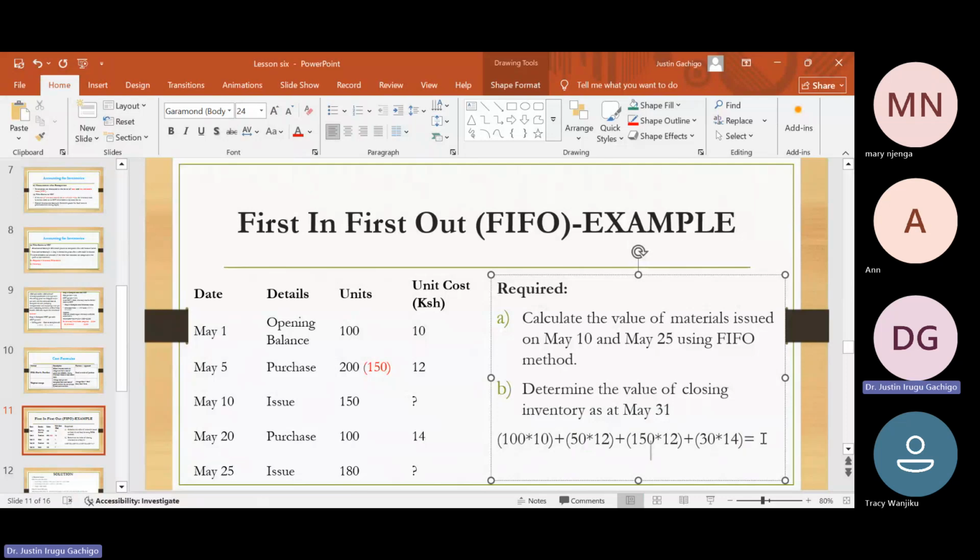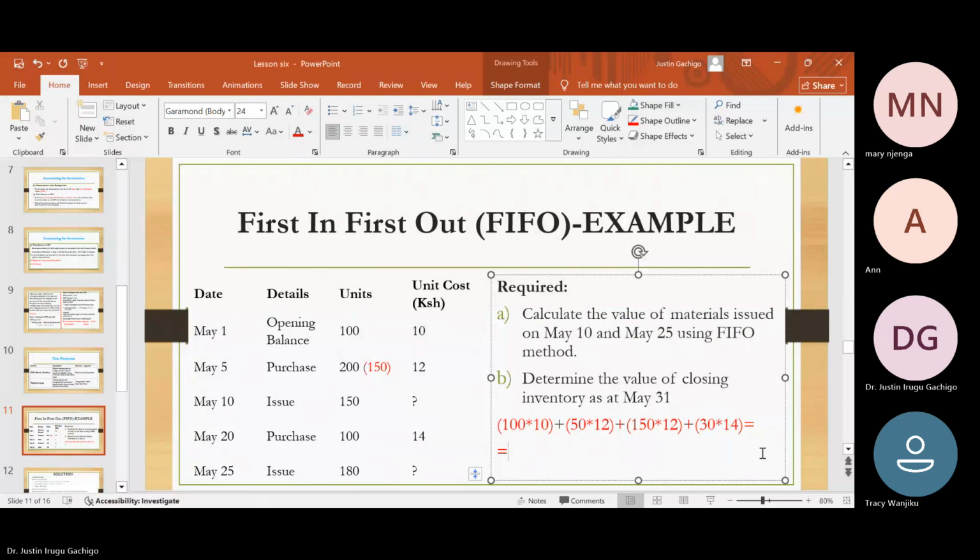So what will be the value of the inventory remaining? So we have answered the first question. This is the first one here. We have answered that one correctly. What will be the second one? What did you remain with? What have you not issued here? Or what's the balance of what we have not issued?